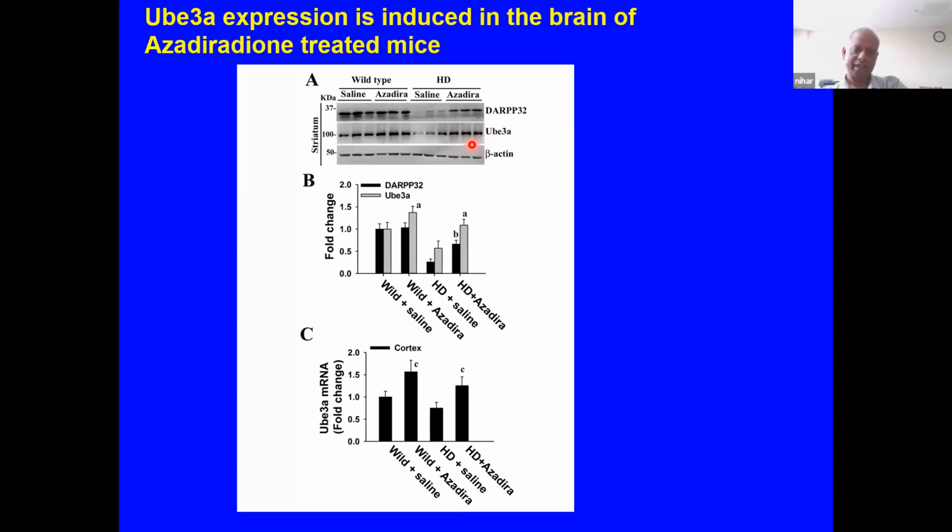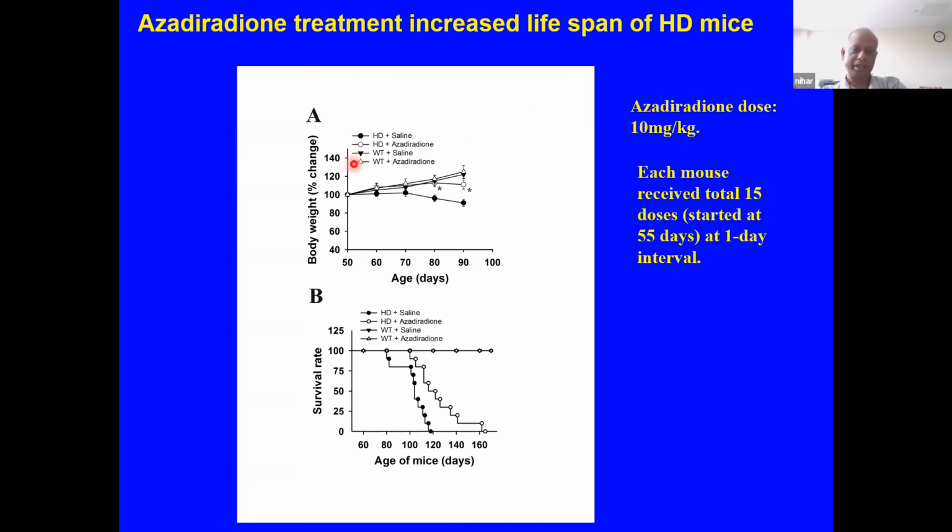So then we looked at the behavior. Once the drug can increase the level of this Ube3a, we thought it could probably rescue the behavioral phenotype of the Huntington disease mice. And that's what it is. You see here, body weight is also partially rescued. This is the typical body weight of Huntington disease mice; as the disease progresses, you could see the body weight gradually decrease, but the drug treatment partially restored that.